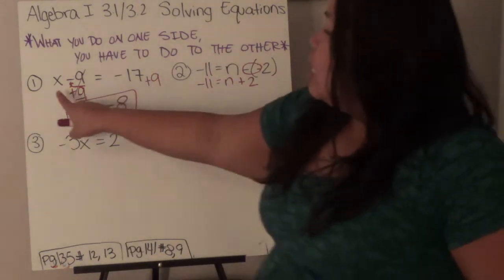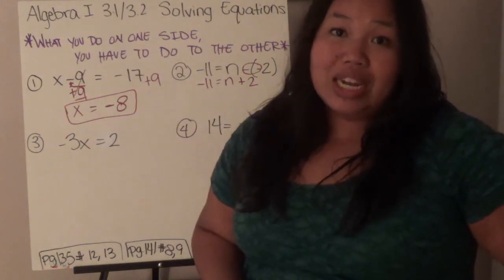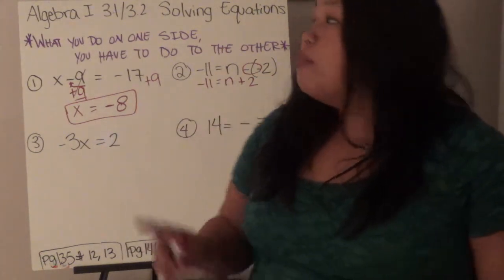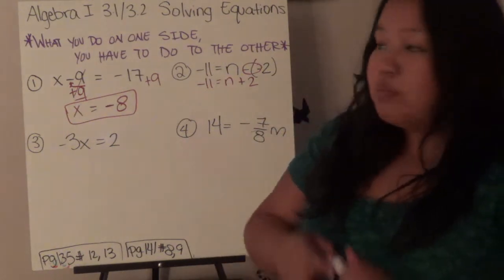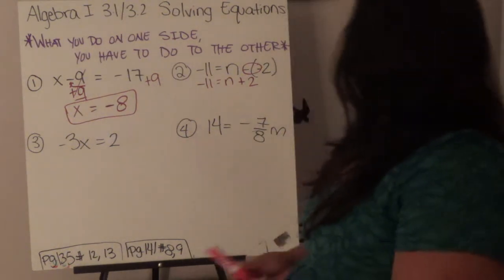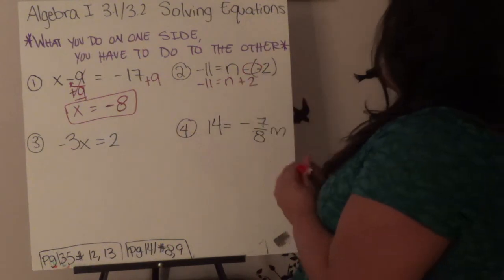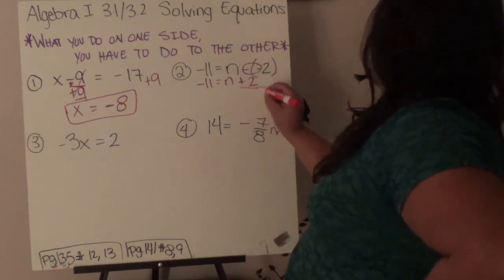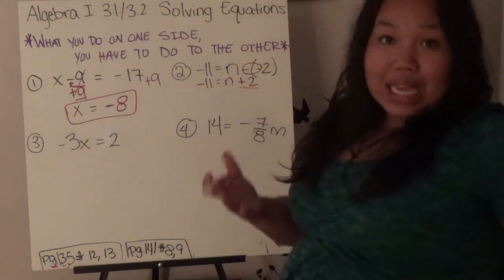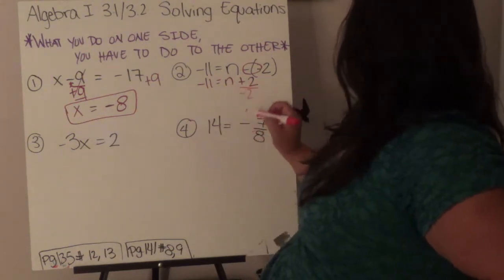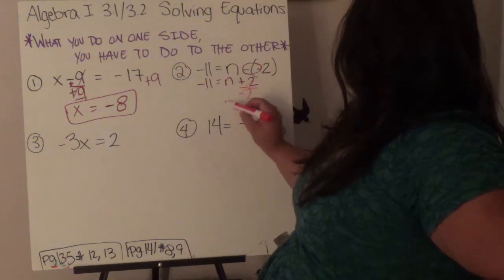In this case, the variable was on that side. It doesn't matter which side the variable is on, but what I need to do is make sure that I get rid of all its friends and bring it to the other side. Well, the only friend our variable n has is positive 2. The opposite of positive 2 is what? Negative 2. I'm going to subtract 2. This cancels out, leaving me with just n.